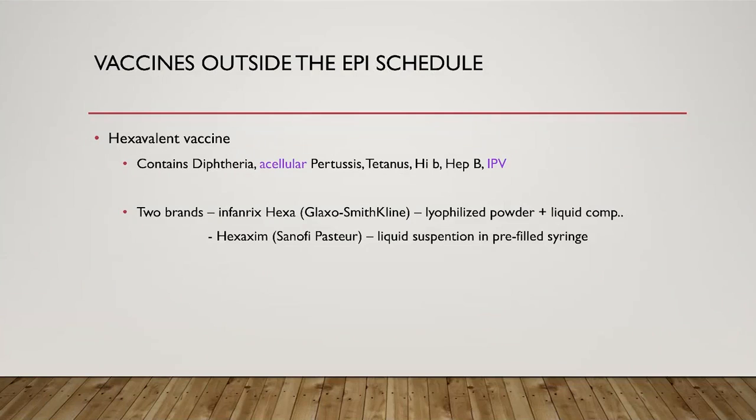But if you are targeting herd immunity, pentavalent vaccine plus oral polio is much better compared to the hexavalent vaccine, if your primary target is to achieve herd immunity. There are two brands: Infanrix Hexa, which is produced by GlaxoSmithKline, and Hexasim, which is produced by Sanofi Pasteur. Infanrix Hexa comes as a lyophilized powder plus a liquid component, so before administering, it has to be reconstituted. But Hexasim comes as a direct liquid suspension in a pre-filled syringe.